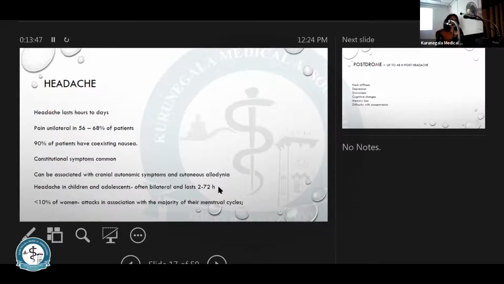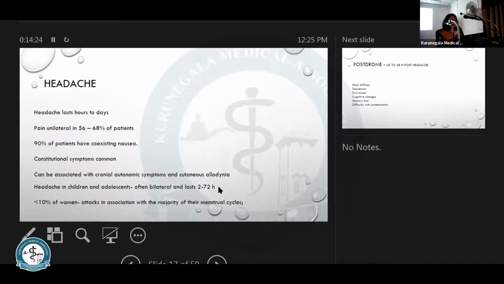And usually constitutional symptoms are really common. They can't eat. And photophobia, phonophobia are very common. And though migraine is not quite a common condition to get autonomic symptoms, some patients get flushing, tearing, conjunctival injection, those are called the dysautonomias. Some of the patients with migraine can experience these dysautonomias, and even cutaneous allodynia, they say they can't even comb their head. They are that sensitive to the pain.